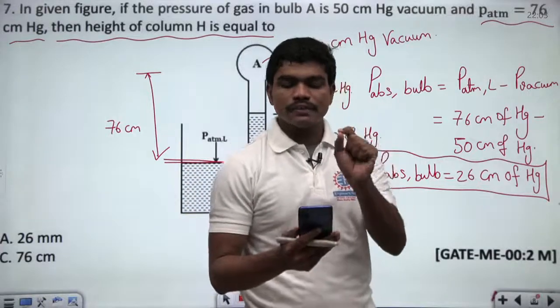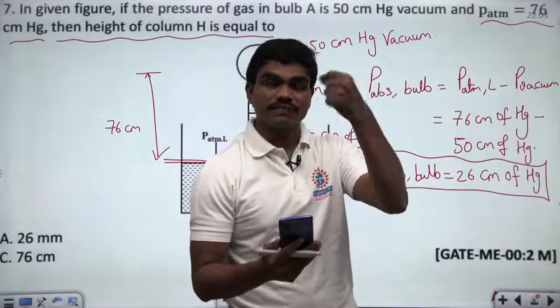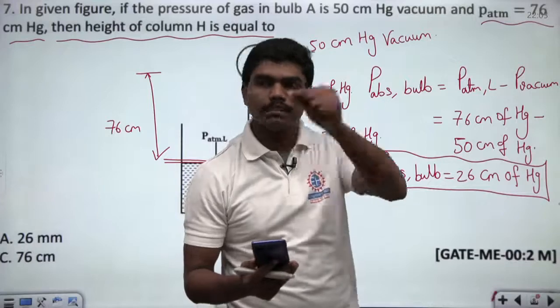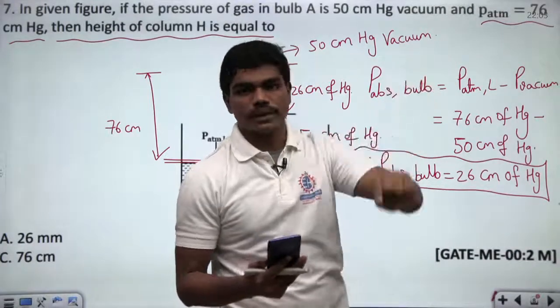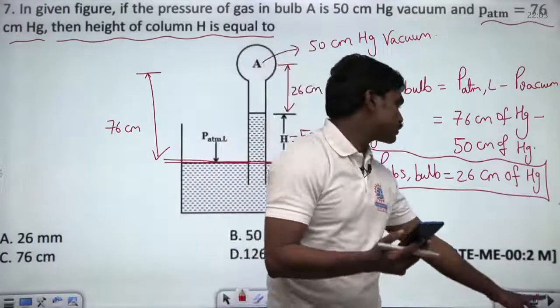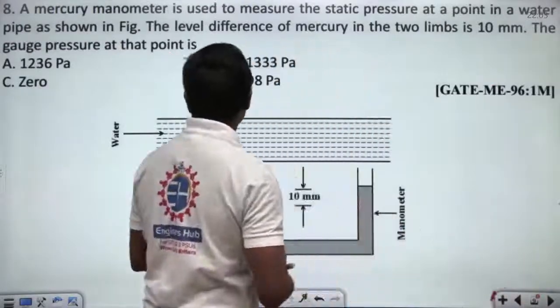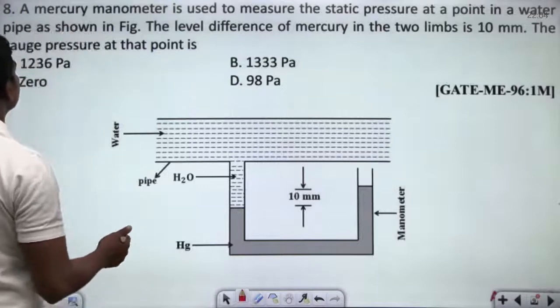See, it's given pressure of the gas bulb A is 50 centimeters Hg vacuum. So vacuum pressure is measured in terms of centimeters of Hg. So absolute value is 76 minus 50, which is 26. Clear? Okay, so let's go for the next question. So here is some question, some old question a bit.